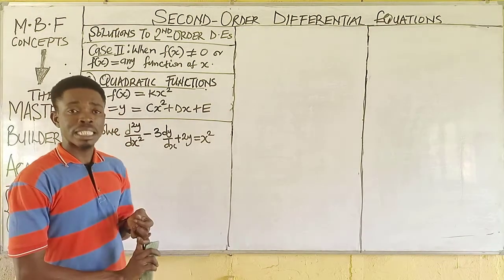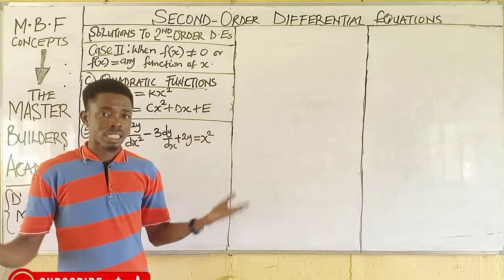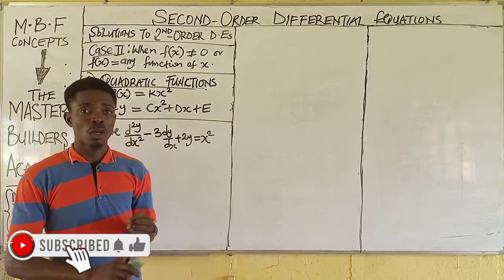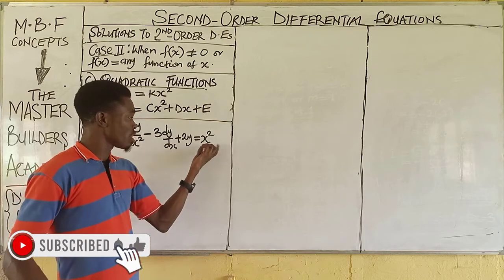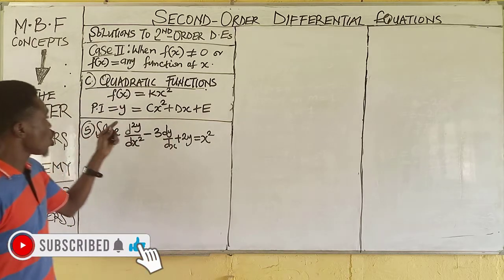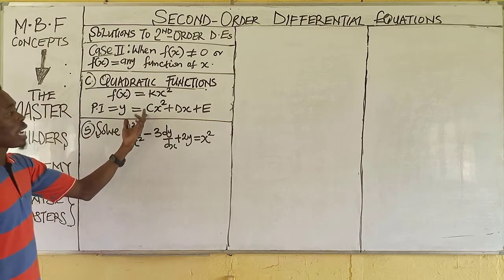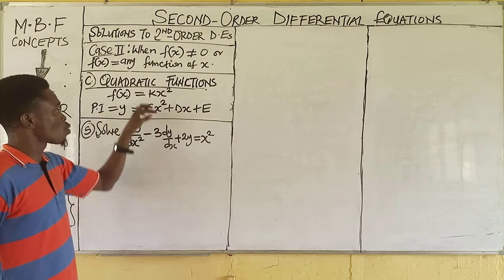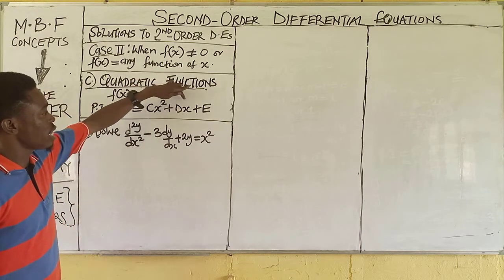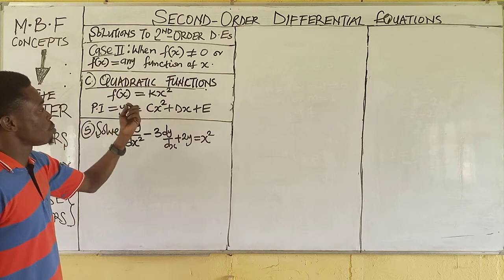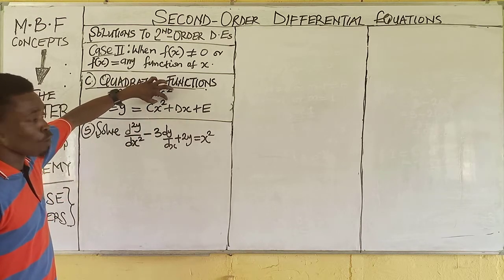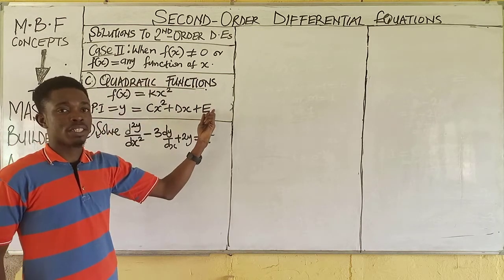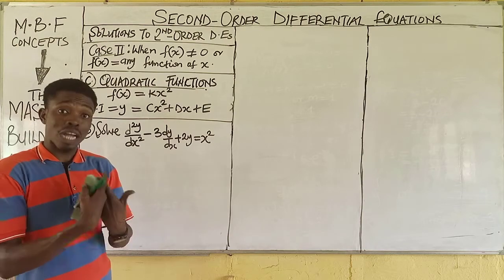Now, for the particular integral, the complementary function has already been taken care of. But for the particular integral, based on the case we are looking at, we obtain it using this model: y is equal to ax squared plus dx plus e. It starts from the highest degree of x, down to the constant.